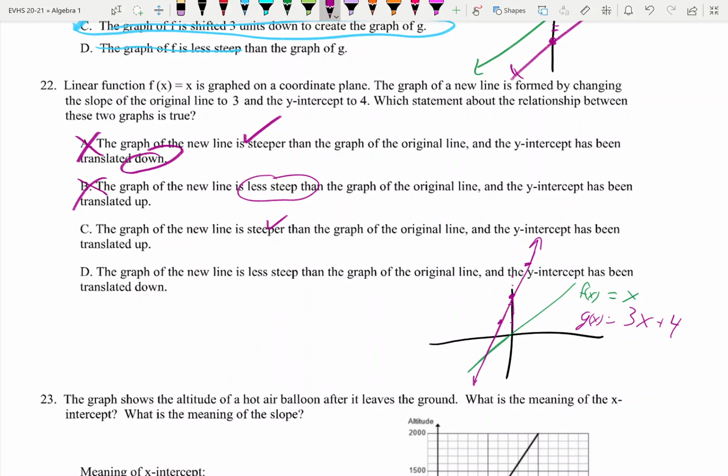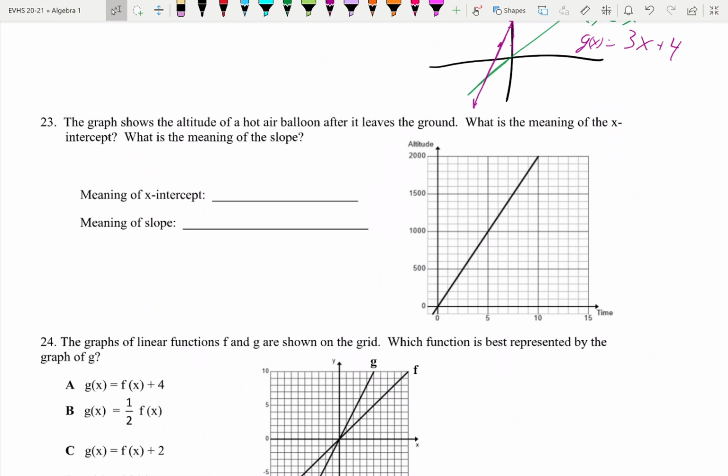All right, 23. Graph shows the altitude of a hot air balloon after it leaves the ground. What is the meaning of the x-intercept and the meaning of the slope? So first off, I got to apologize. I didn't put any units on here. Let's see if it actually matters, though. The meaning of the x-intercept. Well, I looked down there, that x-intercept, and it looks like we're right here at the point 0, 0.